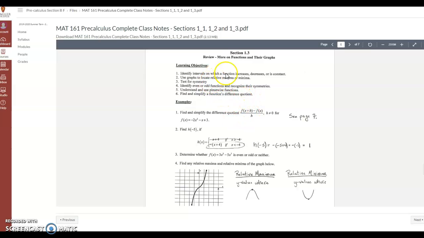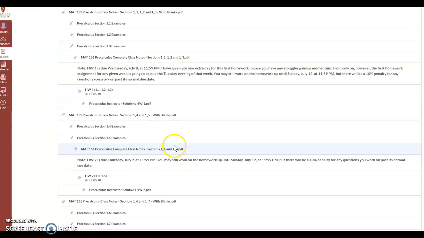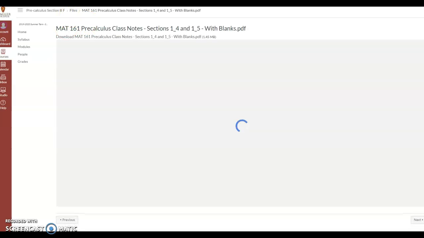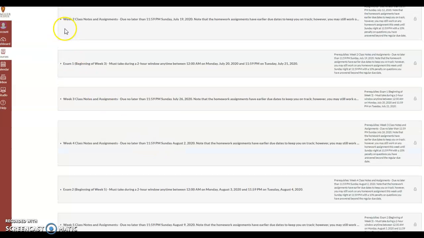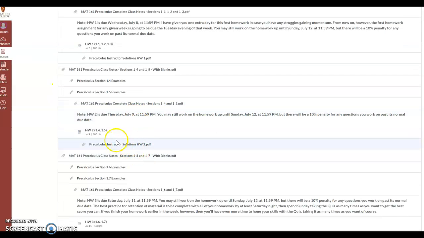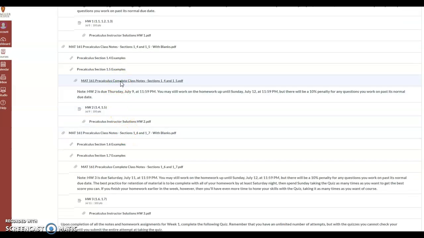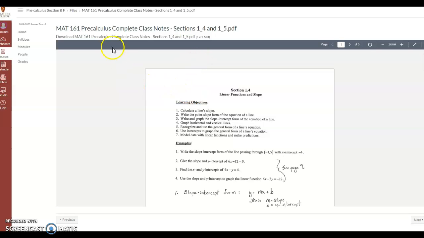Okay, so a lot of that stuff is really things you've all seen in algebra. Then once we get into homework 2, due on Thursday, let's go ahead and open up the complete set of notes for the second homework, which is due on Thursday at midnight.